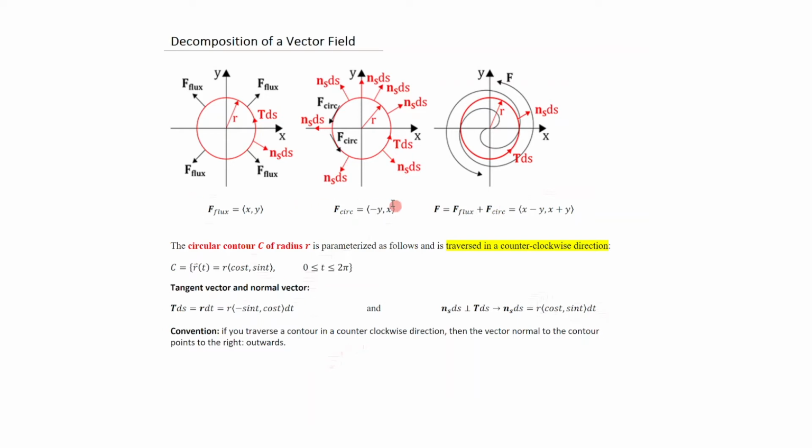So here are the three different fields. This appears to be a radial field pointing outwards. We'll call this a flux field. This is a field which appears to form a circle, so we call it a circulation field. And the total field is the superposition of two types of fields. Turns out there are only going to be two types of fields. Any field can be described in terms of a field having flux-like properties and a field having circulation-like properties.